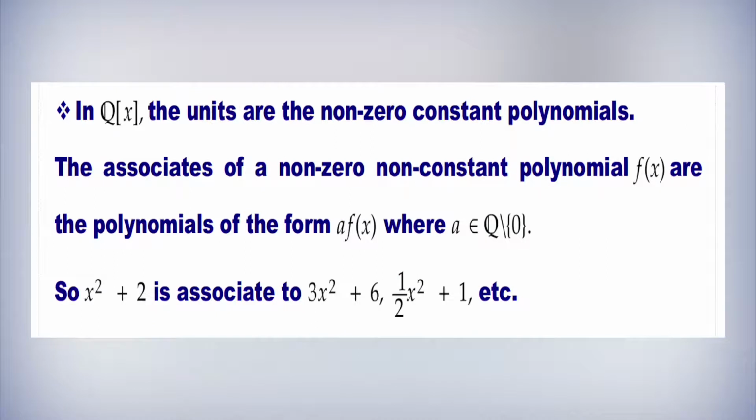In Q[x], the units are the non-zero constant polynomials. The associates of a non-zero polynomial f(x) are the polynomials of the form a f(x), where a belongs to Q minus 0. So, x squared plus 2 is associate to 3x squared plus 6, 1/2 x squared plus 1, and so on.